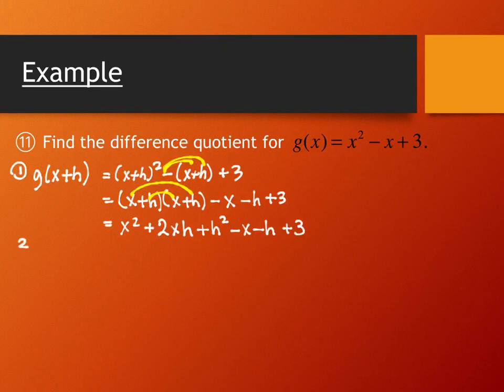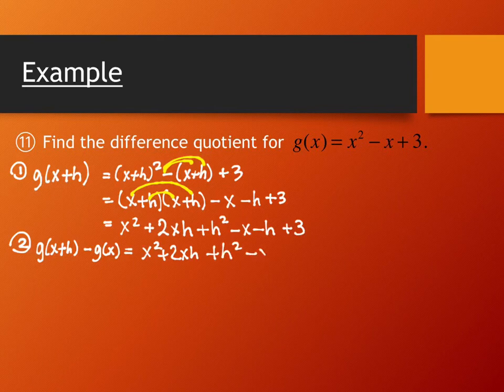Okay, so step 2 is the entire numerator. So it's the same g of x plus h I already had minus g of x. So we've got that x squared plus 2xh plus h squared minus x minus h and plus 3. And then we have to subtract off the original equation we were given, which was x squared minus x plus 3.